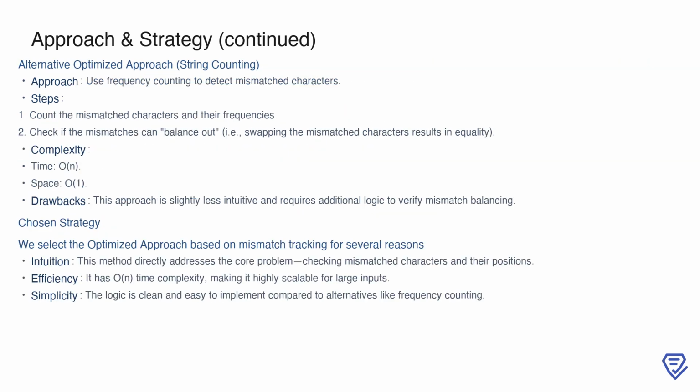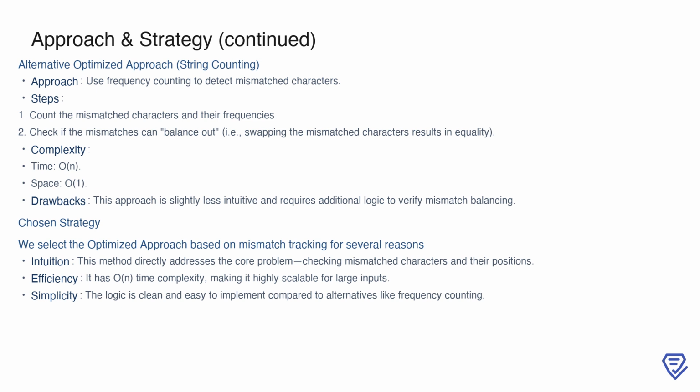Another viable option is an alternative optimized approach that uses frequency counting. Instead of directly tracking mismatched indices, we count the mismatched characters and their frequencies. The idea is to verify if the mismatches can balance out, meaning swapping the mismatched characters would make the strings equal. Like the mismatch tracking approach, this method has a time complexity of n, as we iterate through the strings once, and a space complexity of 1, since we only store counts.